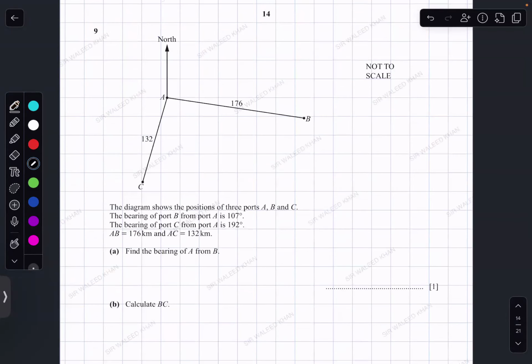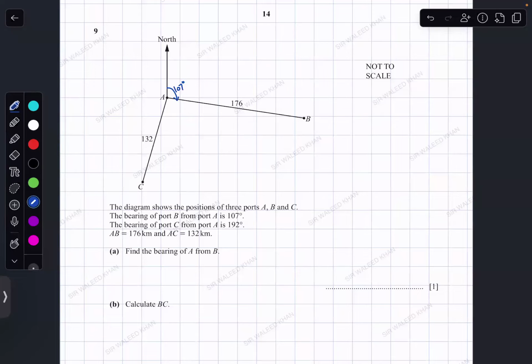Question number 9. So we have, I guess, 2 more questions. Let's do that quickly. There is much information given over here. 3 ports. The bearing of B from port A is 107. The bearing of B from port A, that means we have to look at the north of port A, and this is what is required. This is 107, from the north of A till this line.